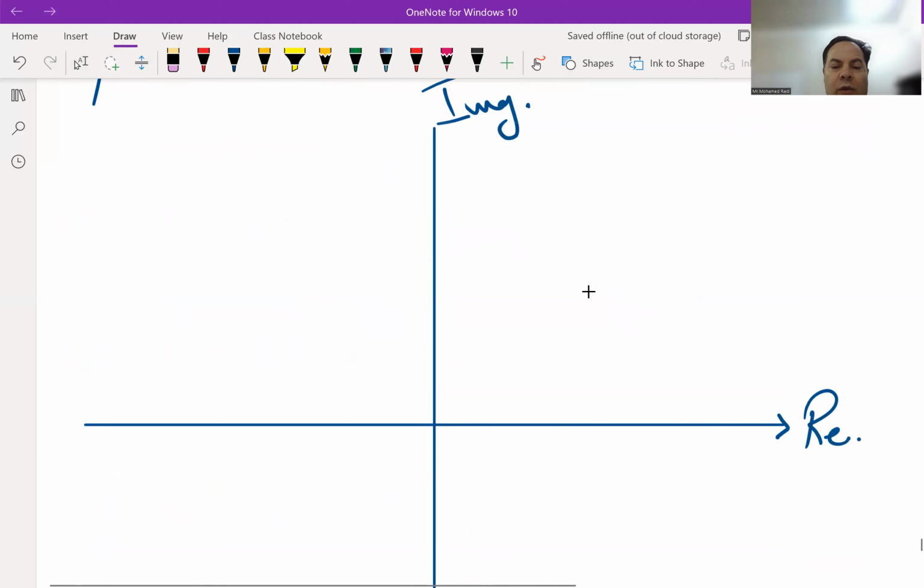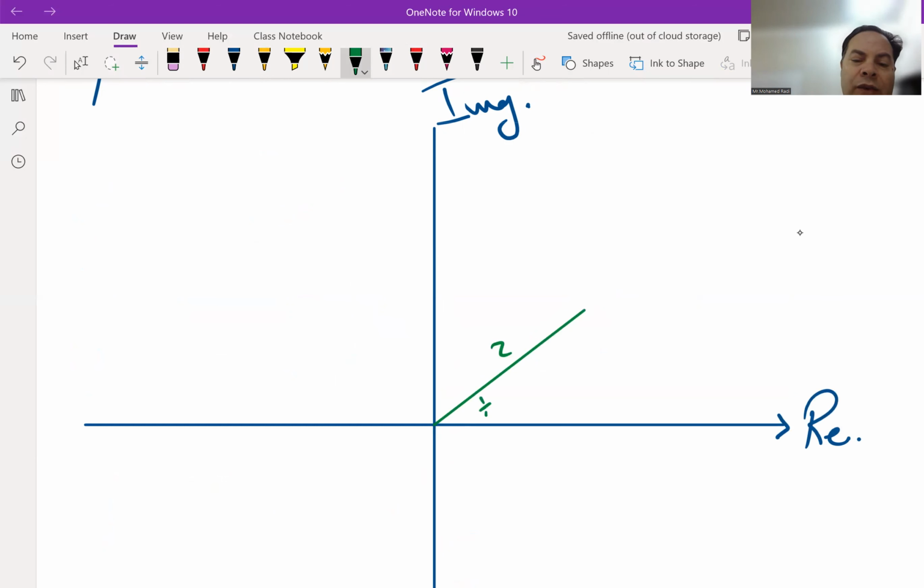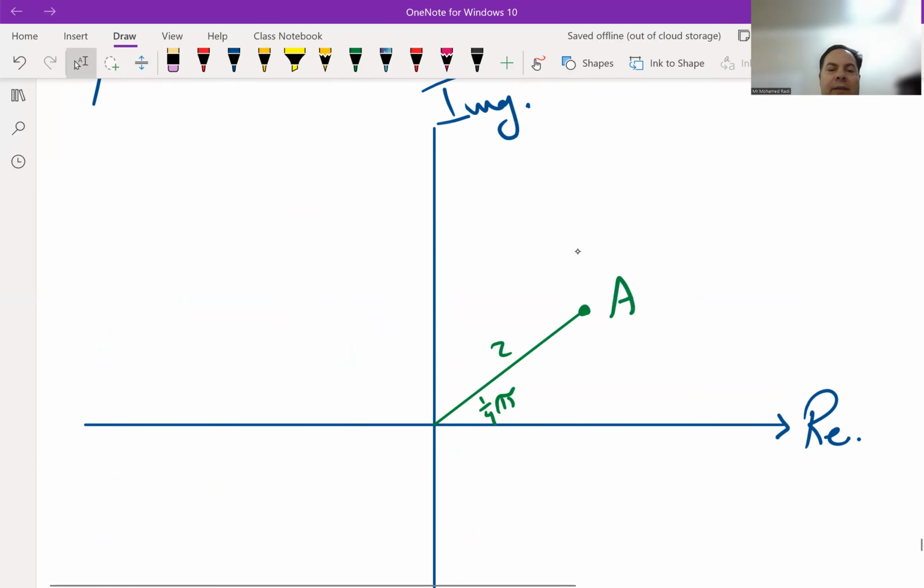The angle pi over 4 means the exact midpoint. It will be like this. Let's say this length is 2, and this angle is pi over 4. Pi over 4 in degrees means 45 degrees. Let's plot this point and call it A.